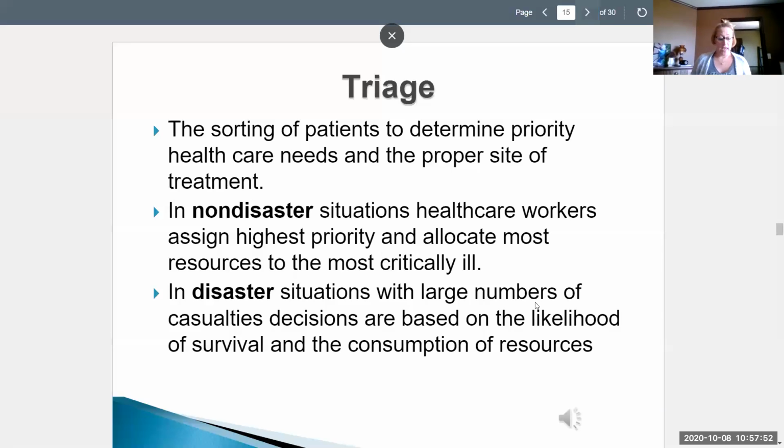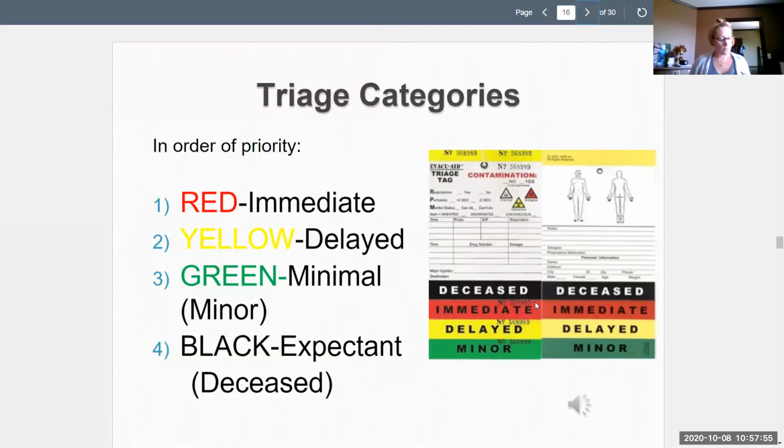So we have our different categories. We have red, yellow, green, and black. So red is our immediate, yellow is delayed, green is our minimal. Those would be like our walking wounded, and then black is our deceased or expected to die. So that's the color coding system that's used.